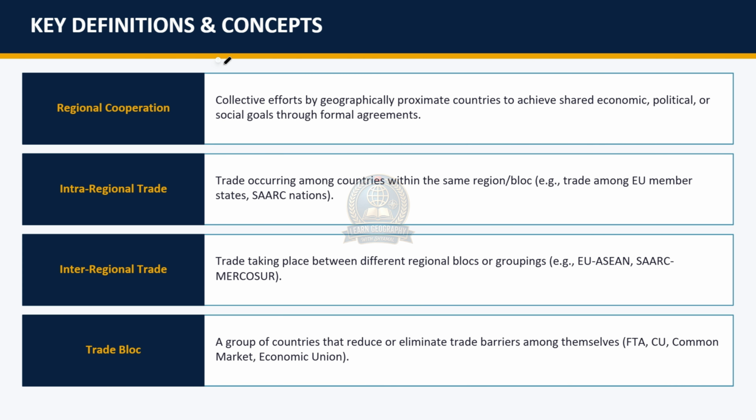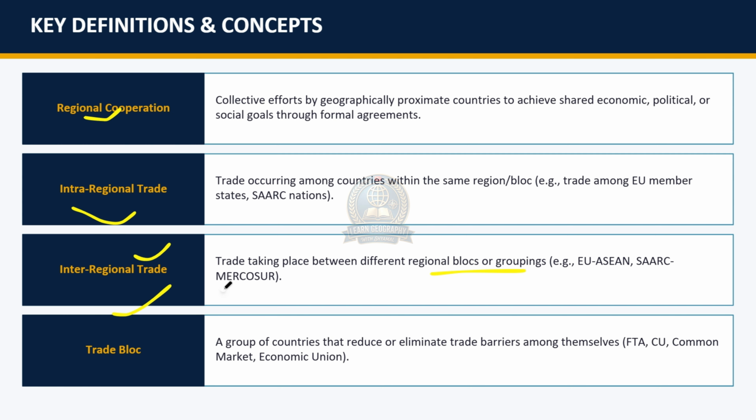Key definitions and concepts. Regional cooperation. Okay, what is regional cooperation? It means collective efforts by geographically proximate countries to achieve shared economic, political or social goals through formal agreements. Intra-regional trade: trade occurring among countries within the same region or bloc, for example trade among European Union member states and SAARC nations. Inter-regional trade means trade taking place between defined regions, regional blocs or groupings like the European Union and ASEAN, then SAARC and Mercosur, etc.